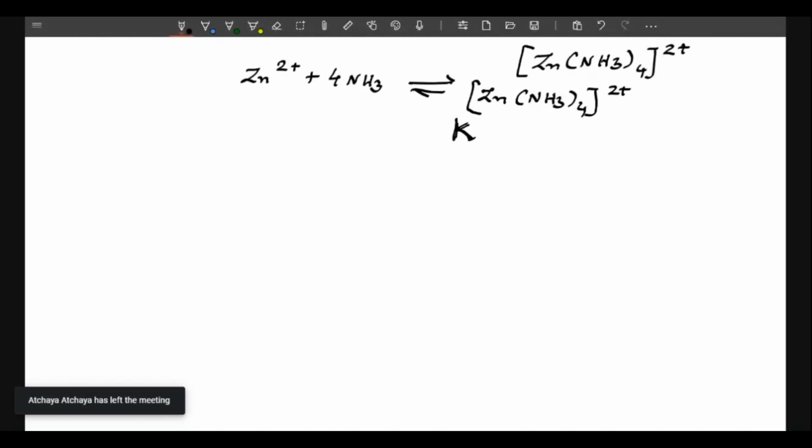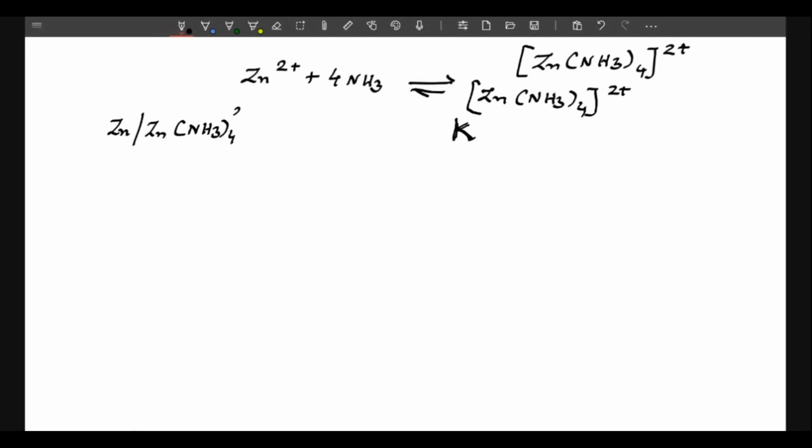Given: Zn bar, Zn NH3 4 times equal to 1.03 volt. And Zn bar, Zn2 plus equal to 0.76 volt. This alone is given.